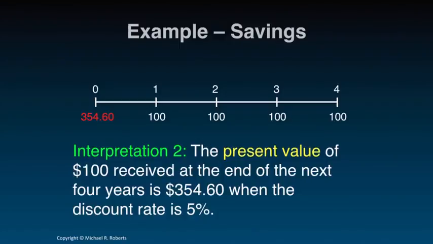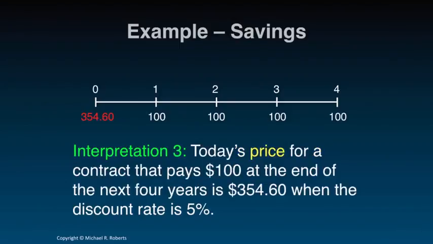Alternatively, the present value of $100 received at the end of each of the next 4 years is $354.60 when the discount rate is 5%. Now, I know that's just another way of saying what I said in interpretation 1, but get in the habit of different words meaning the same thing. Finance is just laden with jargon, and the sooner you get used to it, and the more exposure you have to it, the more comfortable you become with it. With that segue, interpretation 3 is that today's price for a contract that pays $100 at the end of each of the next 4 years is $354.60 when the discount rate is 5%. Three different ways to say the same thing.